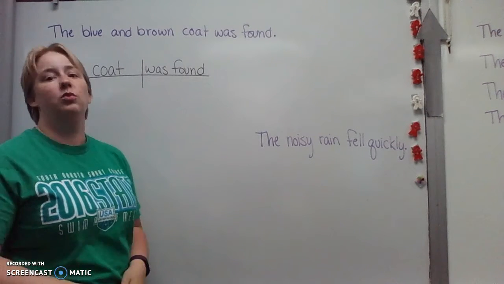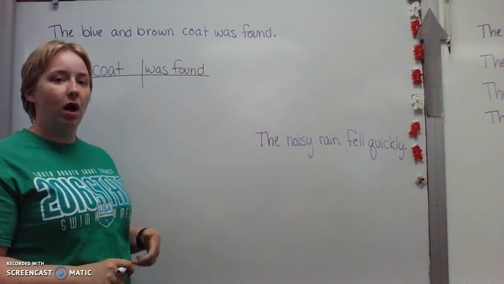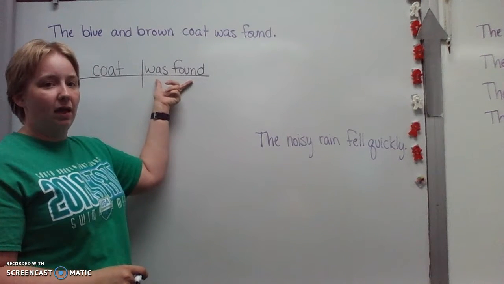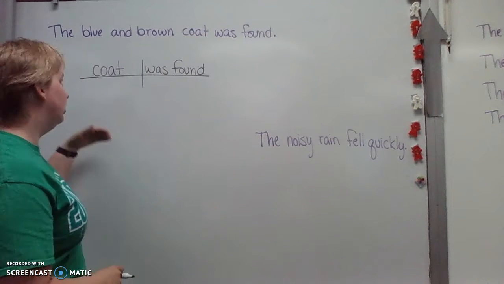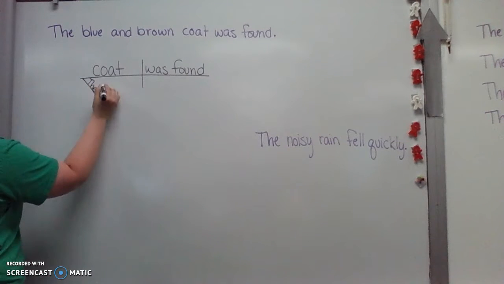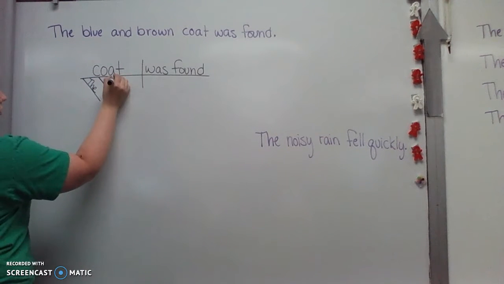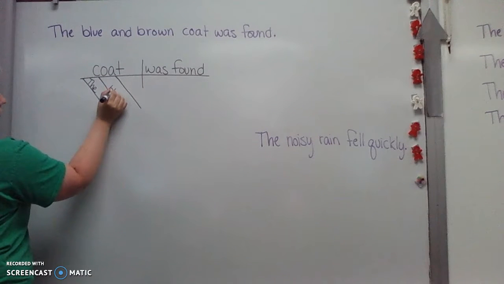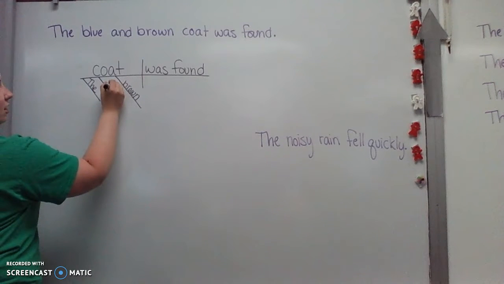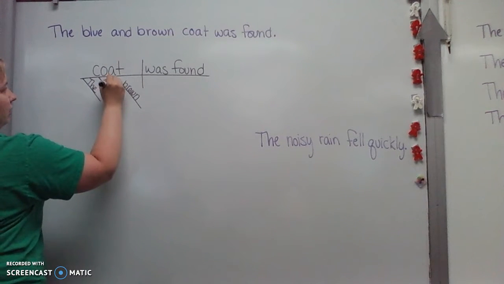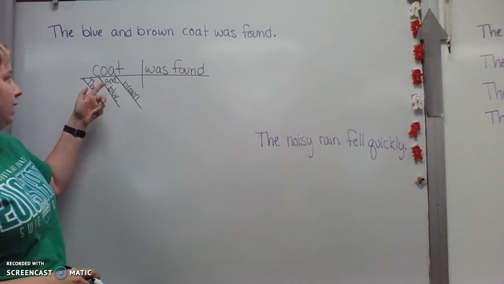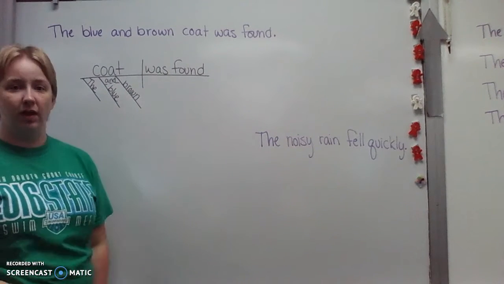And that's not something we've talked about up until this point. But was found is the complete verb. So the complete verb has to go in that spot. And then we fill in our modifiers. So we start at the left, the coat. And what coat? Well, it was a blue coat and a brown coat. And then we need to put our dashed line in and squeeze our and in between our two adjectives. So the blue and brown coat was found, and that one's done.